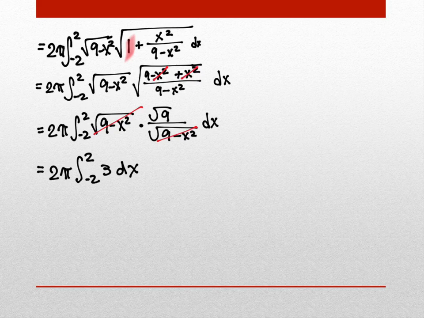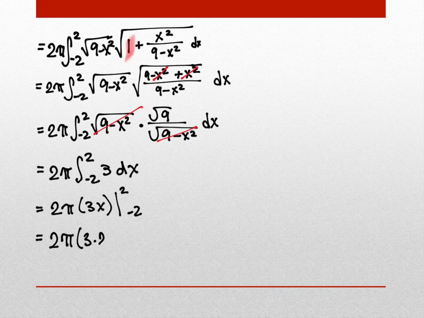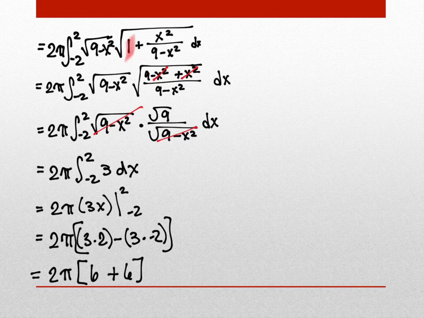Whoa. That's way better. Yeah? Yeah, it is. So what is the antiderivative of 3? 3x evaluated at 2 and negative 2. So we're going to take 2 pi, 3 times 2, and then minus 3 times negative 2. And we are going to get 6 plus 6, 12, for a grand total of 24 pi.